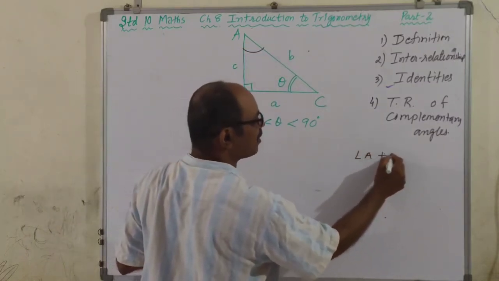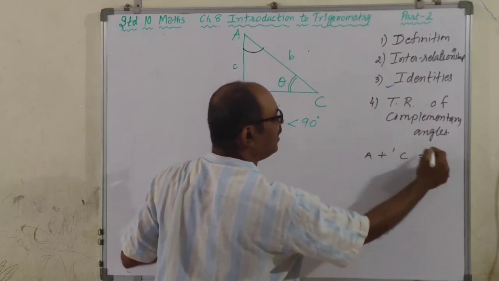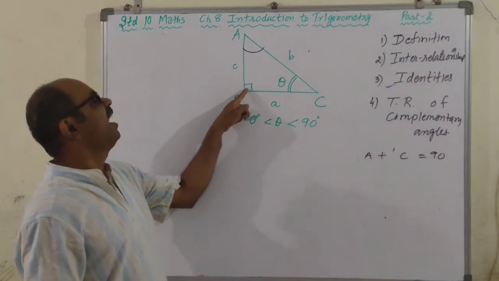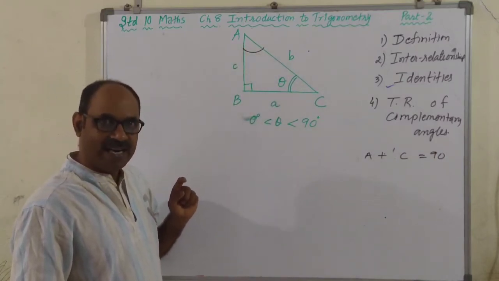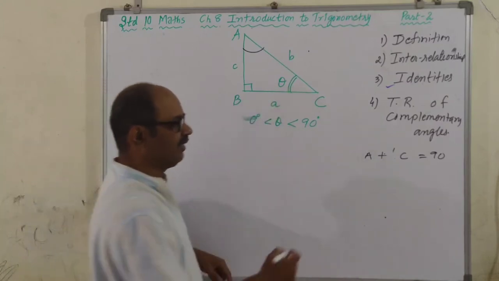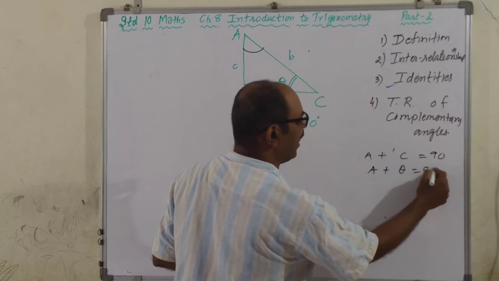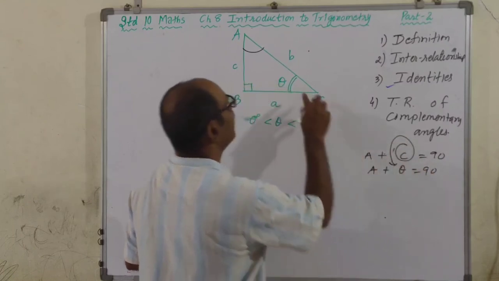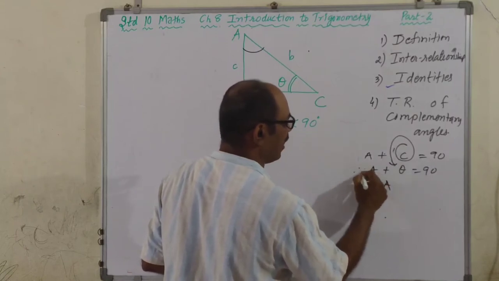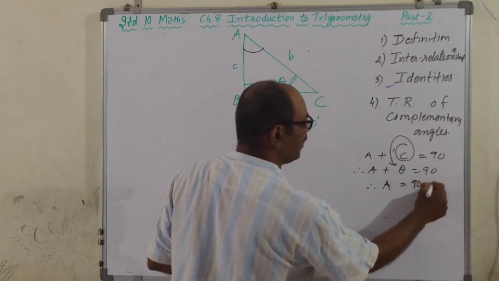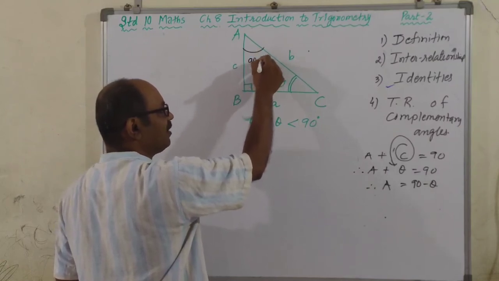Well, this time I am taking another angle also. Angle A plus angle C, or I can write only A plus C is equal to 90. Right? B is 90. So total measure of remaining two is 90. 90 and 90, 180. Now C we call theta. So A plus theta is equal to 90. Replace kiya. Angle C we call theta. Therefore A is equal to 90 minus theta. So this angle A is 90 minus theta.